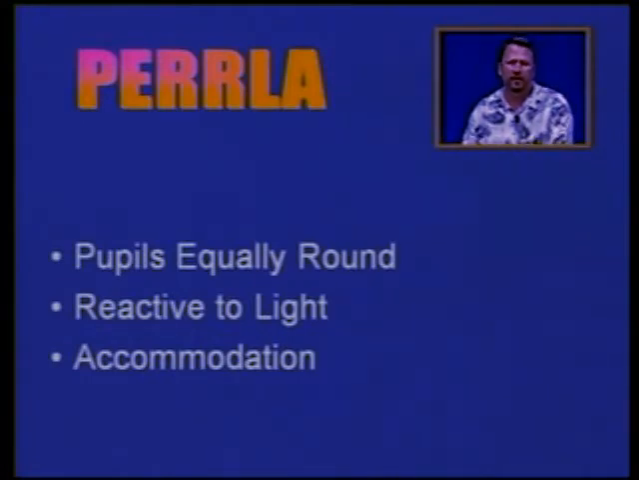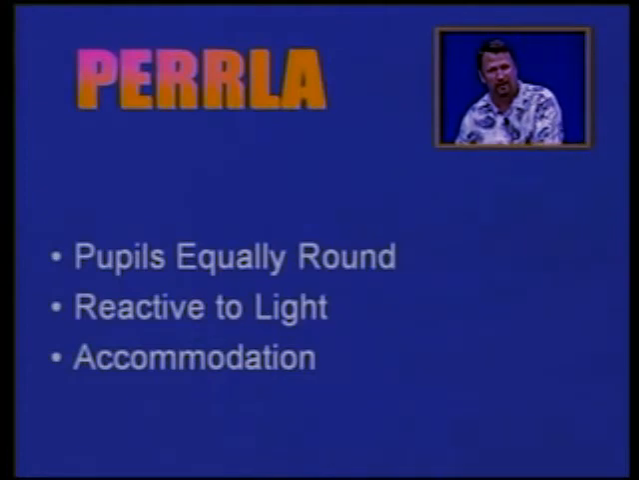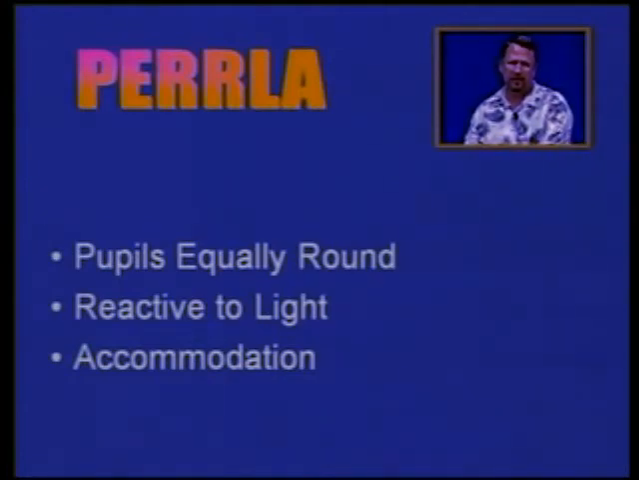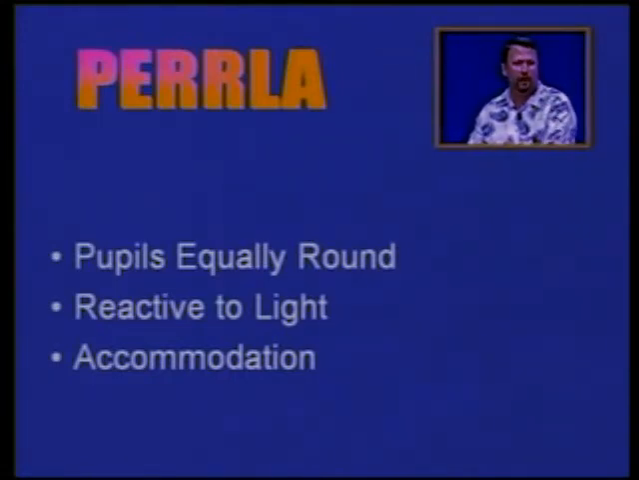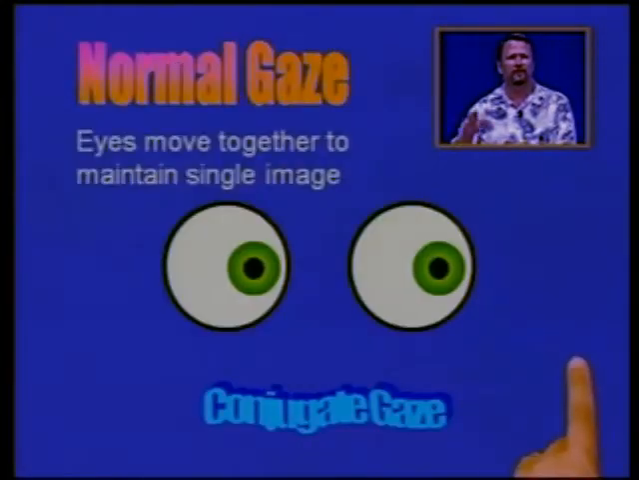PERRLA: pupils equally round and reactive to light. And the A stands for accommodation. And if you're not going to do accommodation, then I don't even put the A at the end. But I do positive, negative, and absolute accommodation when I do accommodation reflexes.